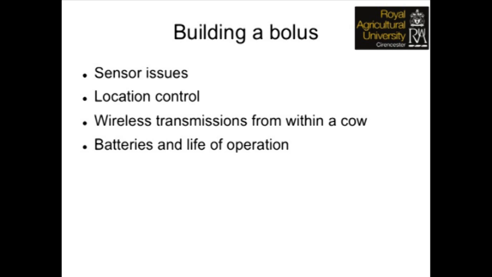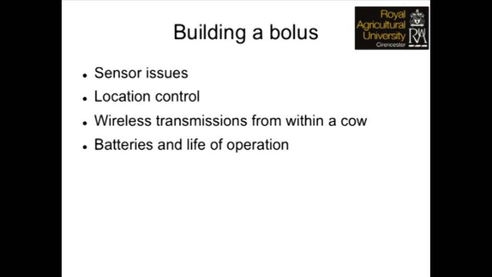The next problem we have is wireless transmissions from within a cow. Unfortunately, cow tissue and the liquid in the rumen absorbs radio signals at many of the frequencies that we would have available, for example in a mobile phone. They won't work. So we have to use ones where the cow does not absorb too much of it, and we're also limited by the legalities of wireless, and so there are two bands that boluses operate in: 433 megahertz and 902 megahertz. Either of those are free to use anywhere in the world, and so all the boluses that are on the market operate within those two bands.